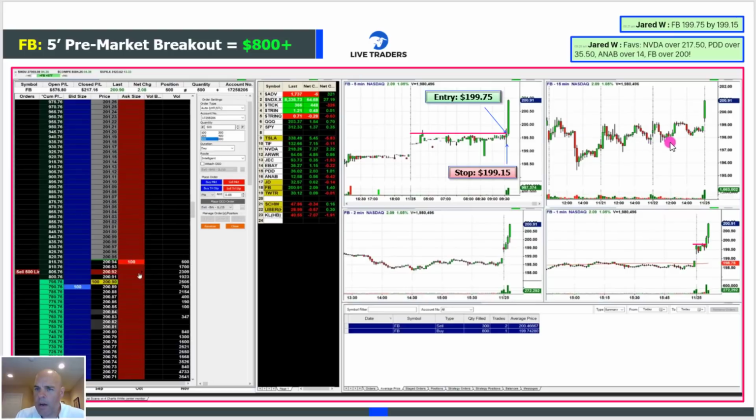Pivot. Higher low. You could argue it's a bull triangle, a very subtle one, but it's an ascending triangle. So I'm looking at it going, wow, I like Facebook over 200. That's in the pre-market, right? Pre-market, I'm commenting, wow, Facebook over 200 looks really good. So 199.75 by 199.15, boom, we'll make 800 bucks on it. It triggered about 6 minutes into the day. How does this happen?